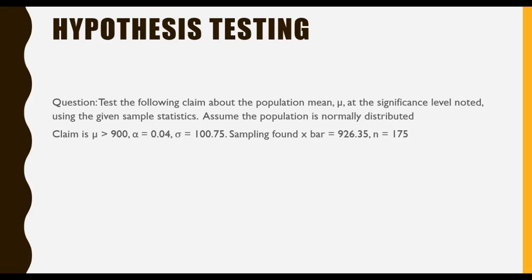Now here's another question. Test the following claim about the population mean mu at the significance level noted using the given sample statistics. Assume the population is normally distributed. The claim is that the population mean is greater than 900. Alpha, or the significance level, is 0.04. Population standard deviation is 100.75. We have found the sample mean to be 926.35, and we sampled 175. That's my sample size.